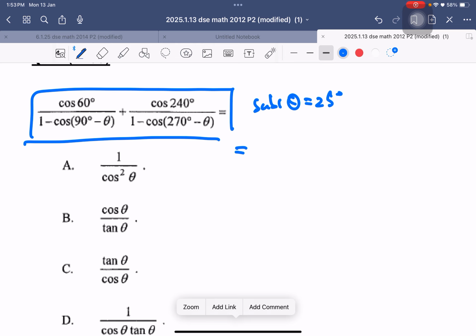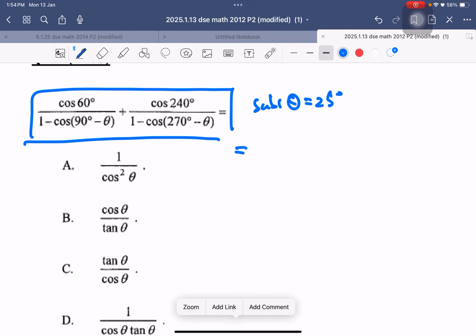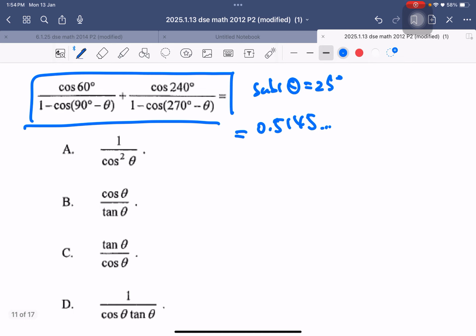Can you see this answer? Can you get this one, all of you? So 0.5145, can you get it? Wait for the others. Okay, so I got this 0.5145. And then what's the next step? You put the 25 here again for all of the choices, isn't it? Then what's the meaning of this square?